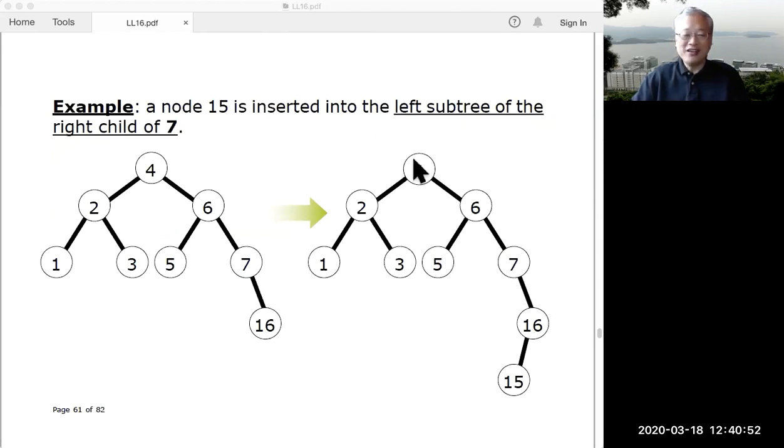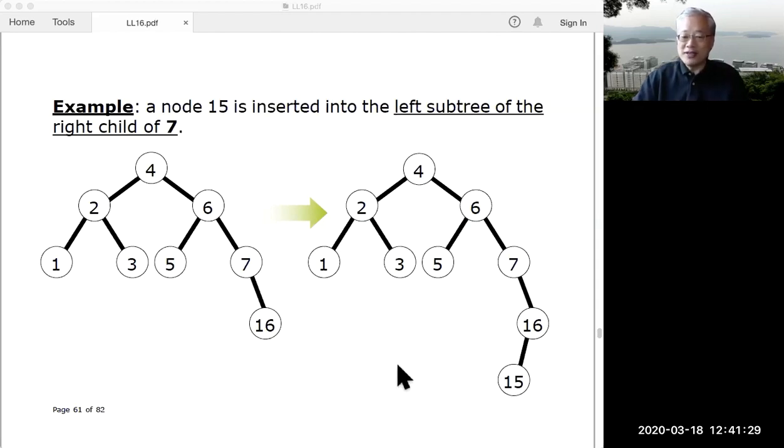Of course you can say 4, 6, 7, and 7 is the biggest, but normally we don't consider it this way. We say 7, 6, 4; 7 is the lowest. So 7 has a problem. And what's the problem? The problem is a new node has been inserted into the right-left subtree. You see, now we call it right-left subtree. So when it is inserted into the right-left subtree, then we do a right-left double rotation. Remember that?